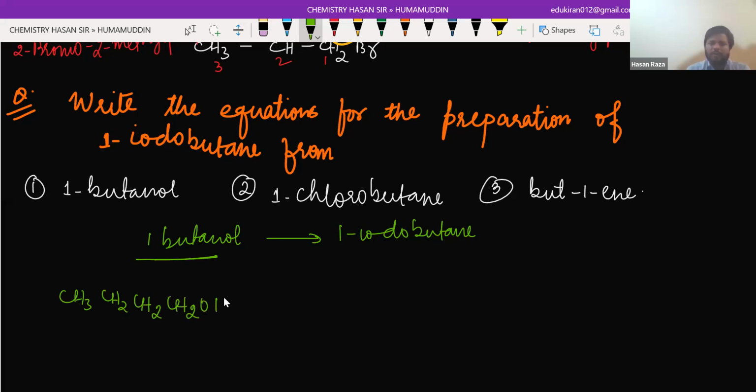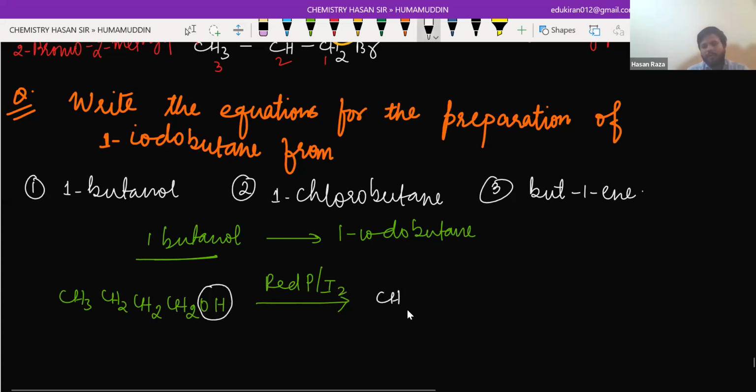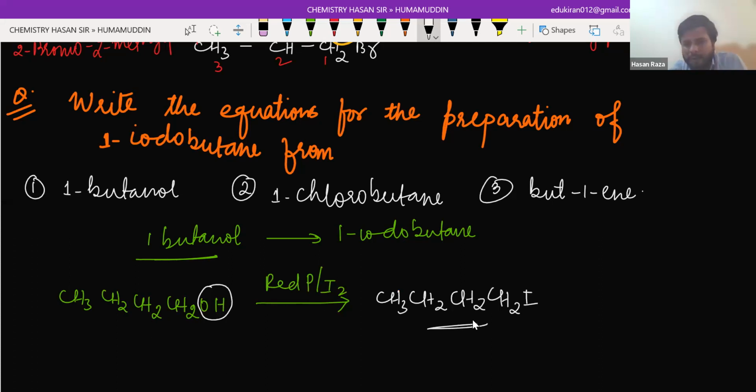You have seen a lot of methods to prepare haloalkane from alcohol. So I'm going to just use red phosphorus in the presence of I2. Simple. So what will happen? This OH will be replaced by I. Now you can see 1-iodobutane. You just prepared it. Yes or no? Yes.